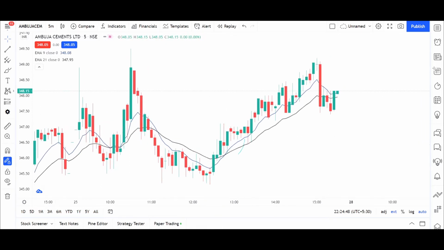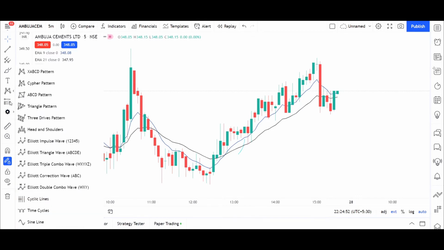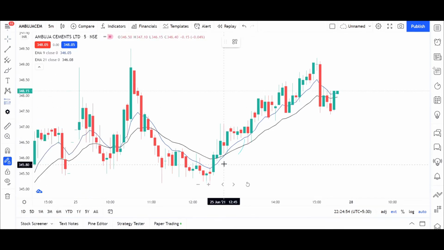So we would enter somewhere around here, right? We got our buy signal here, and we would enter somewhere around here. As we can see, it is taking support from the 9 EMA. So we would enter somewhere here, okay?